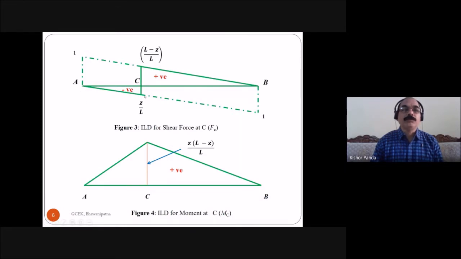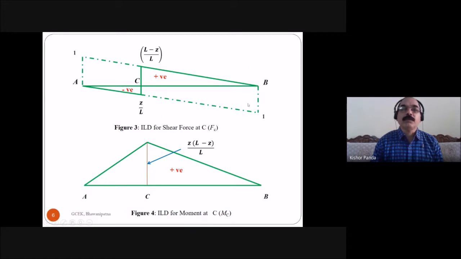Then when the unit load is present at C, the shear force is minus Z by L. Similarly for the BC portion, when the unit load is present between B and C, the shear force at C is L minus Z by L. And when the unit load is at B, the shear force is 0. So this is the influence line diagram.